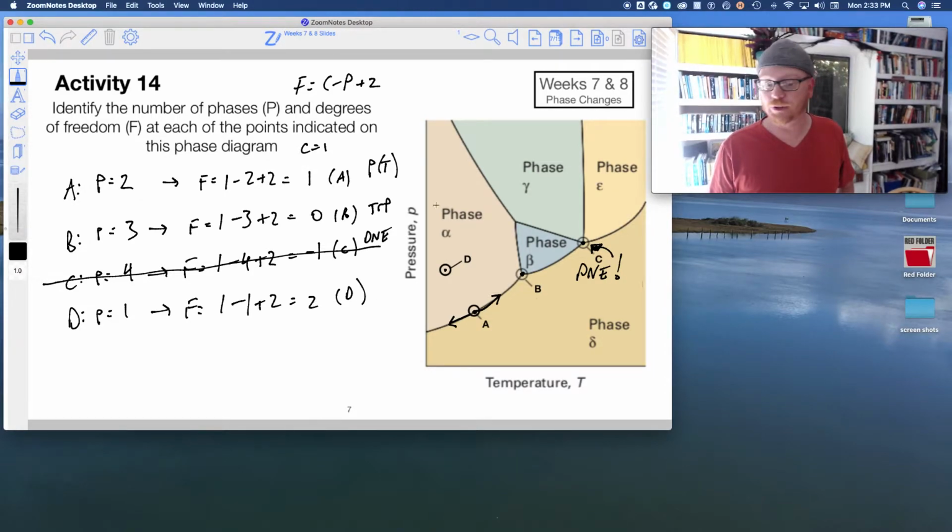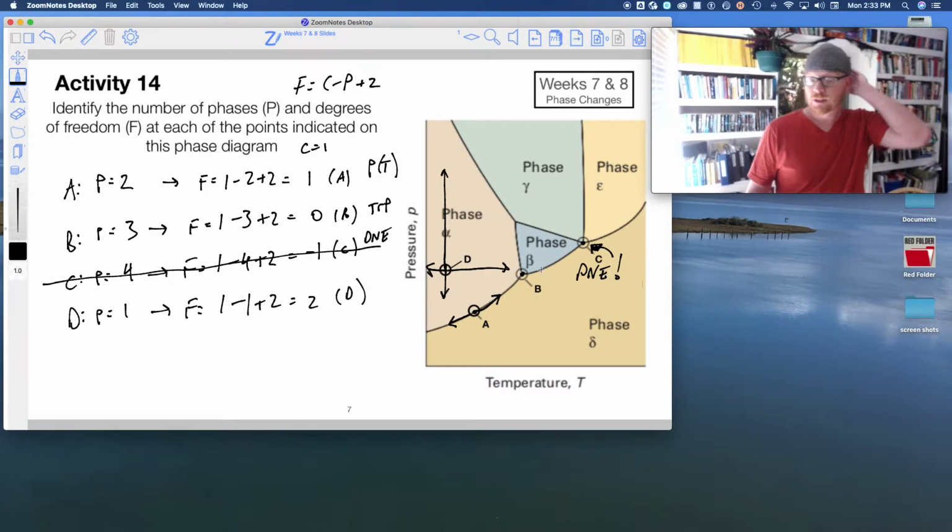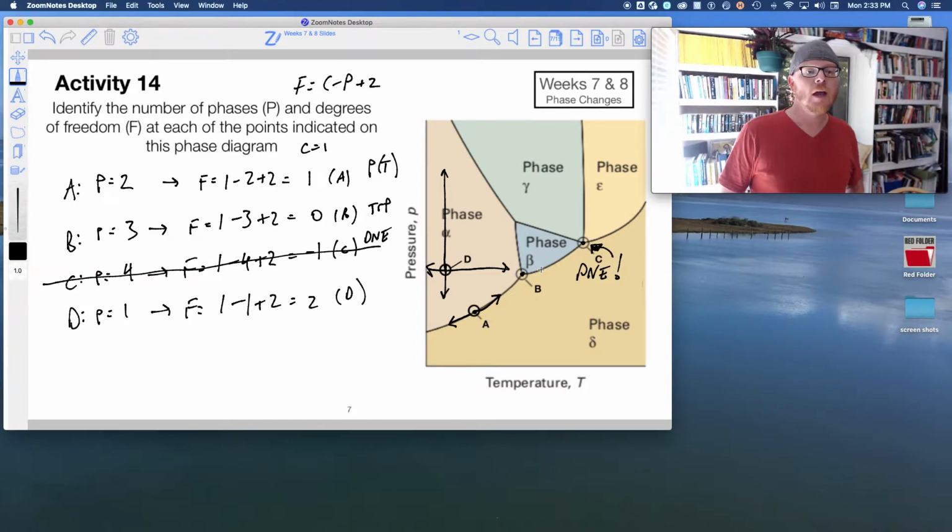Okay, and now what about point D? Well, point D has 2 degrees of freedom, and that means at this point D, I could maintain the temperature and change the pressure up or down, provided that I don't hit some boundary. Or I could maintain the pressure and change the temperature up or down as long as I don't hit one of those boundaries, okay? So that's what all of this means with the Gibbs phase equilibria. And as it turns out, this holds even in really complicated phase diagrams, okay?